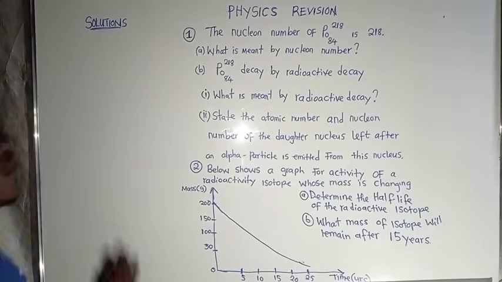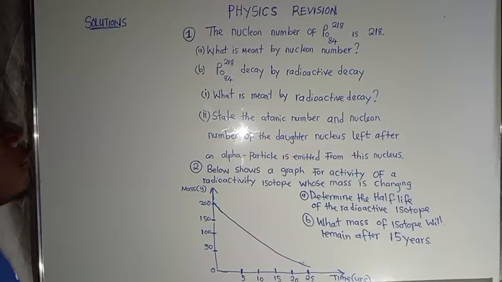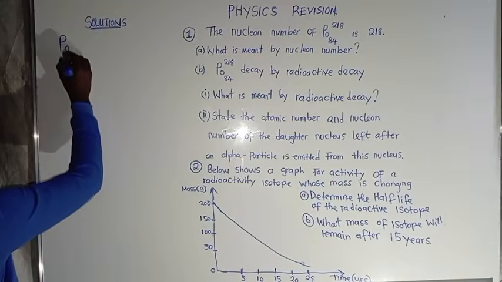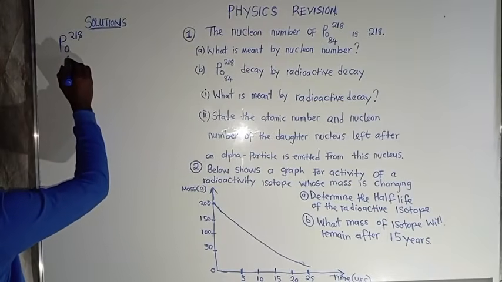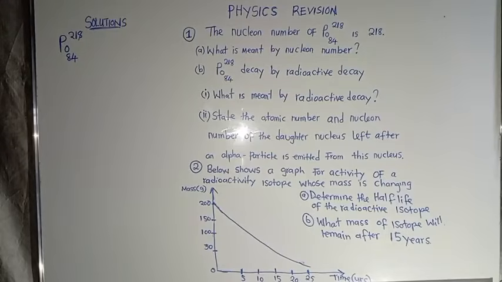So we go into the questions. The first question is saying the nucleon number of Po, that is a particle, is 218. So we are given that one, Po, it is 218, and 84, like that. This is a particle that we are given.